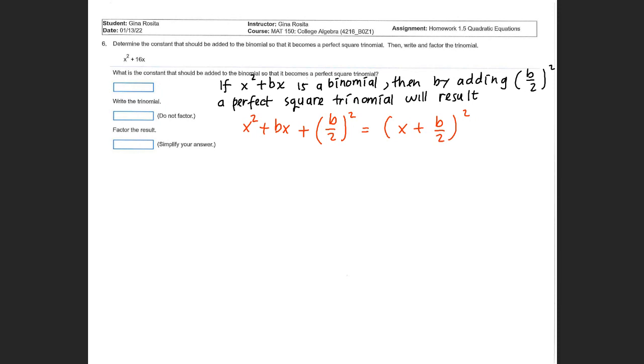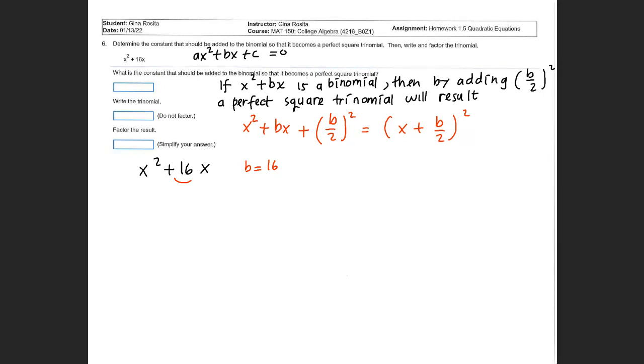Just remember the general form ax squared plus bx plus c equals 0. So b is 16. So I copy the problem first: x squared plus 16x. We can see here that b equals 16.